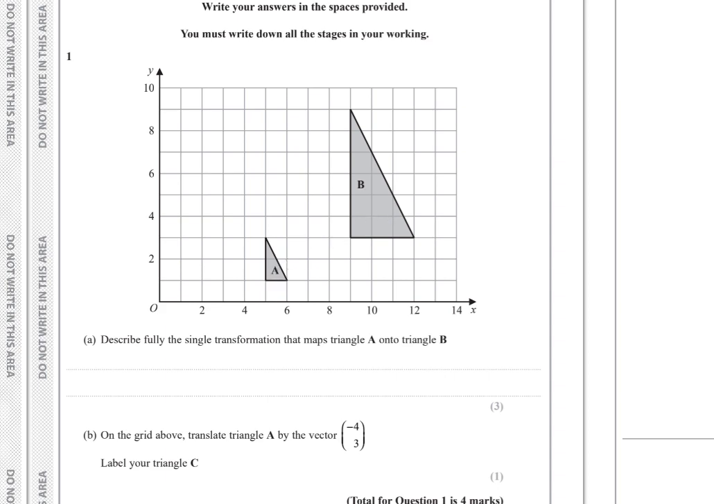This is an enlargement. To find the scale factor of the enlargement, divide the new side by the old one. 3 divided by 1 equals 3. So it is an enlargement by scale factor 3.